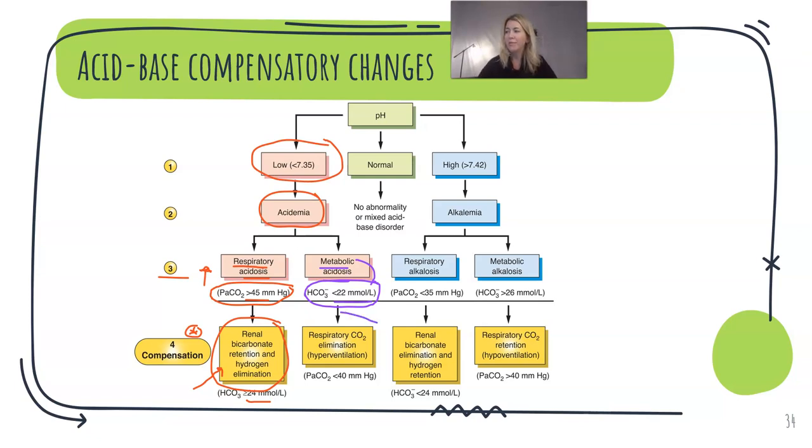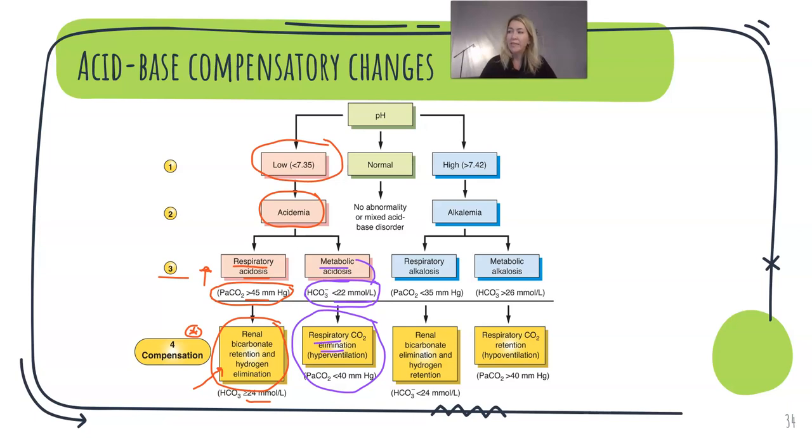So what does the body do? The body's like, ooh, we're really acidotic here. So the respiratory system kicks in. What do you think the lungs try to do? Are they going to want to make more CO2, or are they going to want to keep CO2 or get rid of CO2 if they're acidotic? If we know that CO2 is an acid, the lungs are going to try to get rid of CO2, okay? Because if we can get rid of that CO2, then we're going to have less acid.